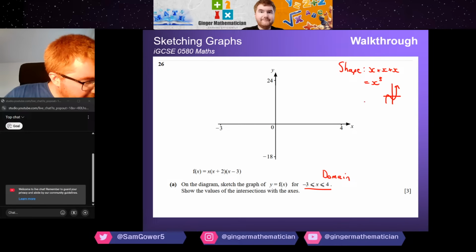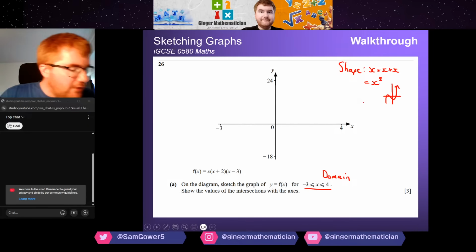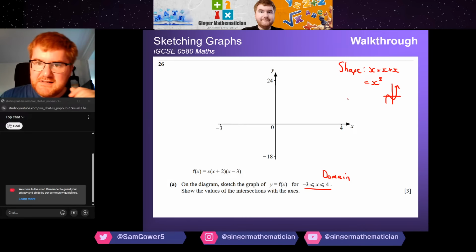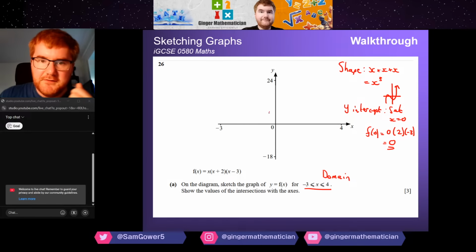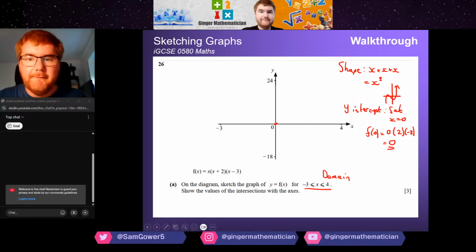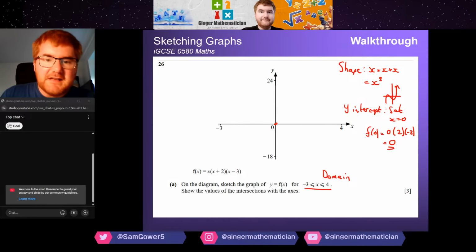Equate each to 0, find x roots. Yes. Again, try and systematize this. So next thing would be y-intercept. This will be the next thing I do, and that means set x to 0. If x is equal to 0, using the f notation, which is fine, so 0 times 2 times -3. Remember, anything times by 0 is just 0. So we know it's going to go through 0, 0, just like the example we did before.